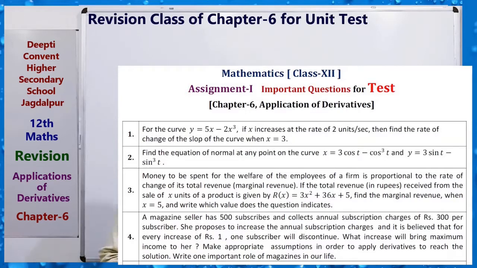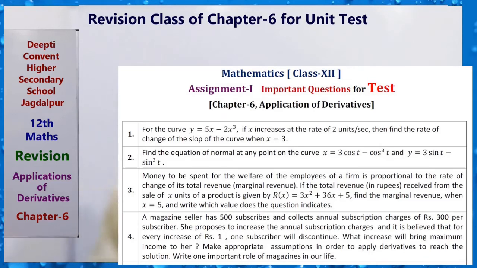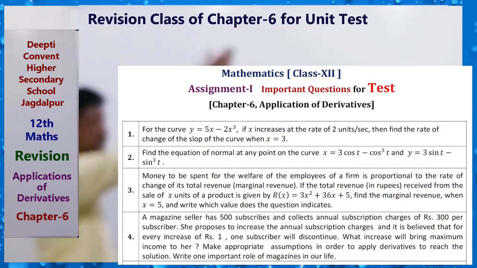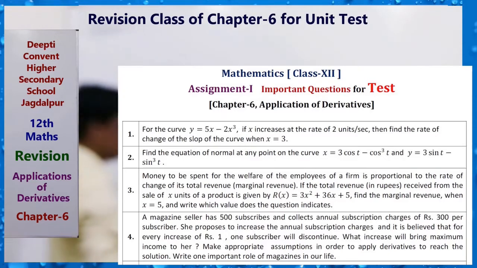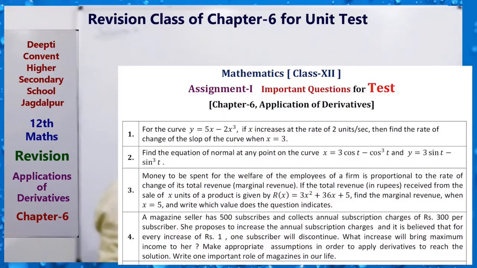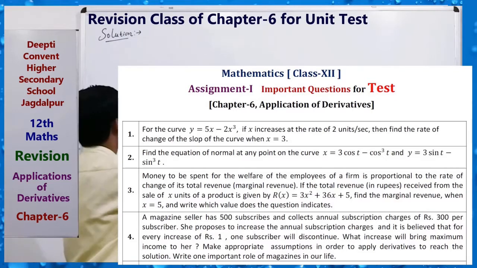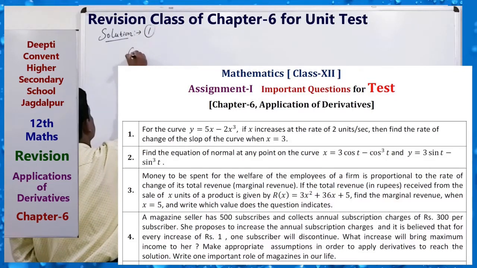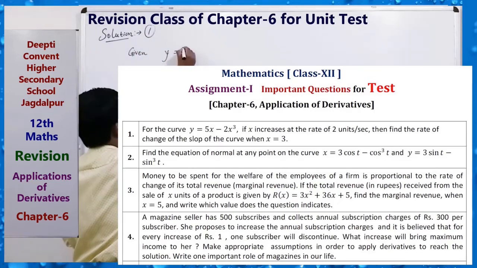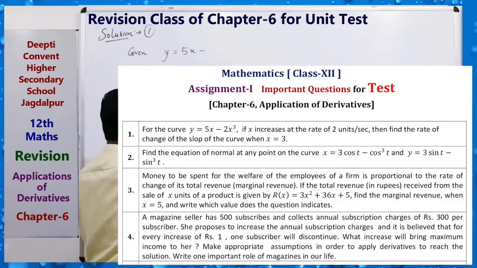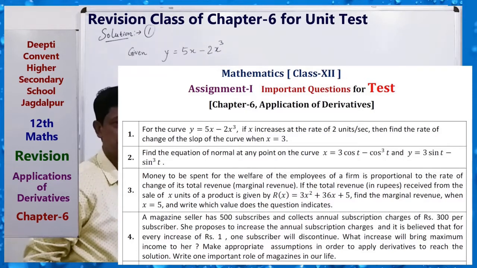So first question is: for the curve y equals 5x minus 2x cube. Here is the first question's solution. Solution: the given curve in question 1 is y equals 5x minus 2x cube.